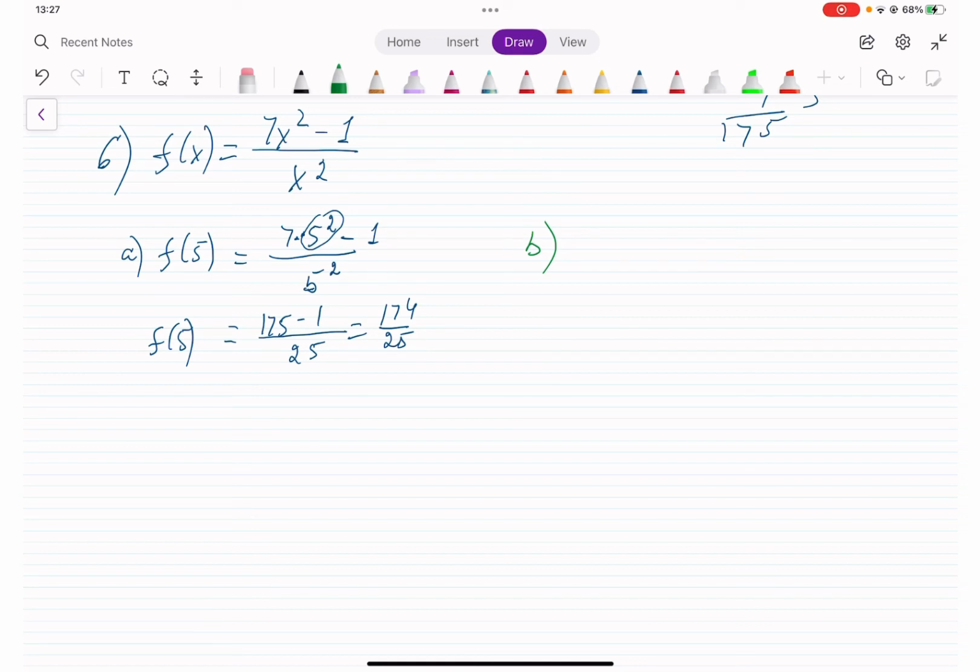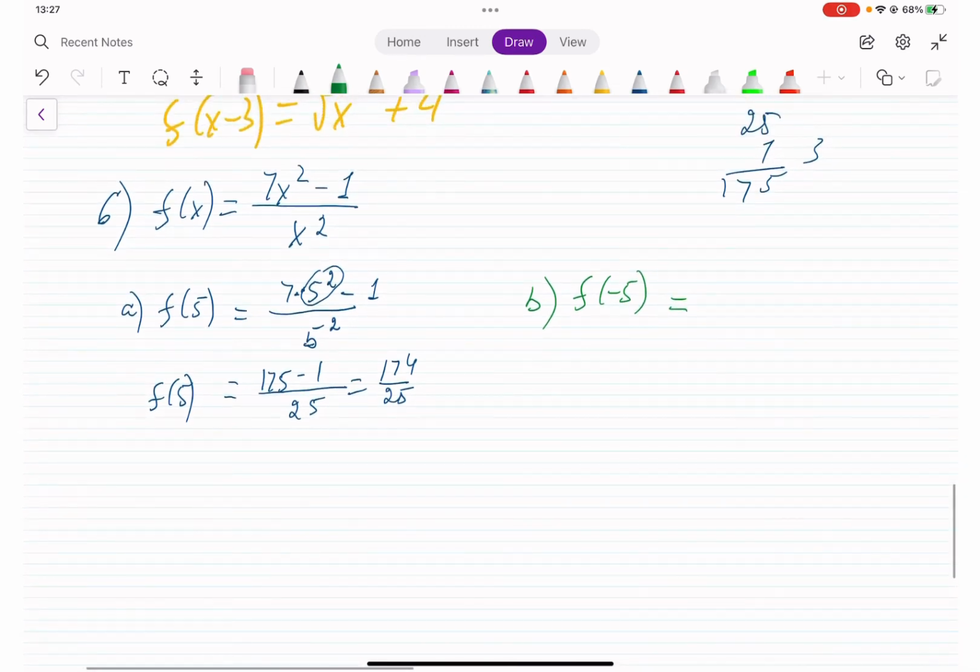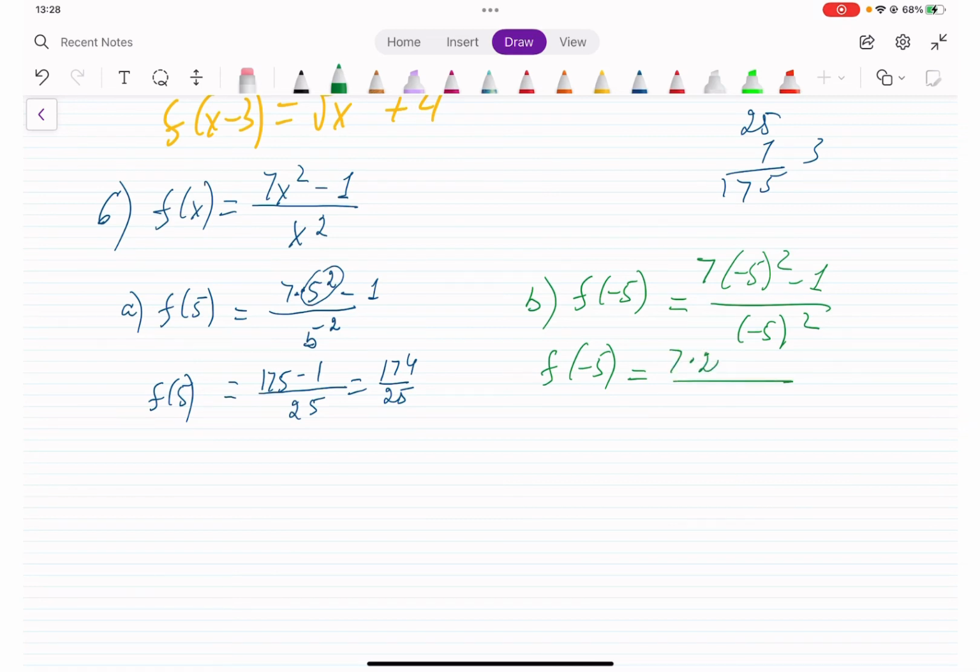B, f of negative 5. Since we have x squared, whether it's a positive or negative number, when we square it we get positive anyway. So the answer is going to be the same. Let's try: 7 times negative 5 squared minus 1. Here is negative 5 squared, which means it is equal to 7 times 25, here is 25, here is minus 1. And that is going to be equal, again, 174 over 25.